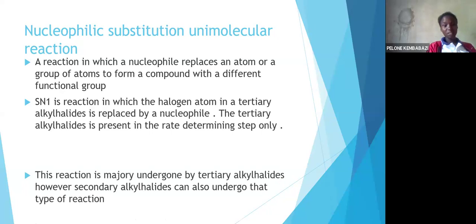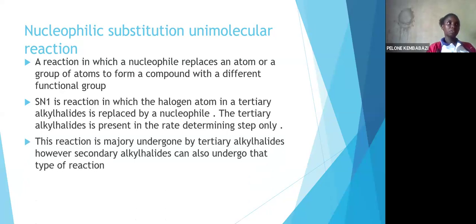This reaction is majorly undergone by tertiary alkyl halides, but if they give you a secondary alkyl halide, it can also undergo that type of reaction, although for secondary alkyl halides the bimolecular SN2 predominates. So tertiary alkyl halides majorly undergo unimolecular substitution. For secondary alkyl halides, they can undergo both, but majorly they undergo the bimolecular nucleophilic substitution reaction.